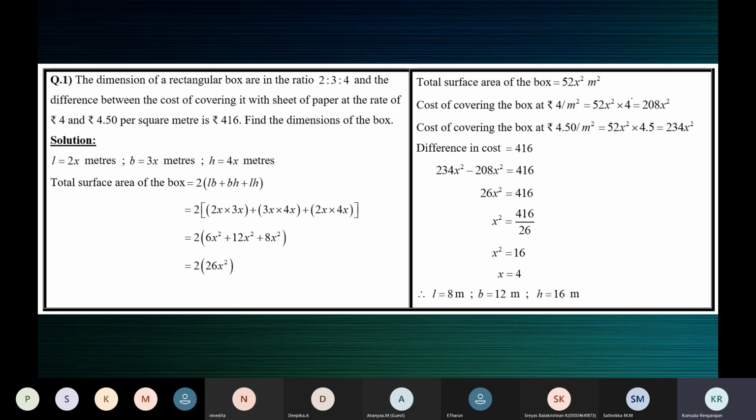Take a screenshot. First, you need to find the TSA and the cost at the two different rates, and then the difference in cost is 416. Frame the equation, find the value of x, and hence find the dimensions.